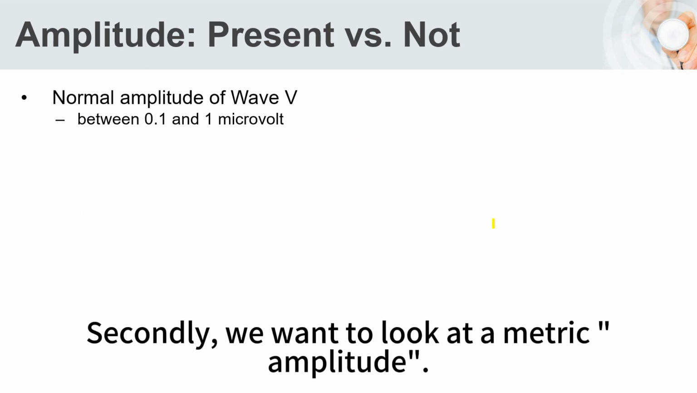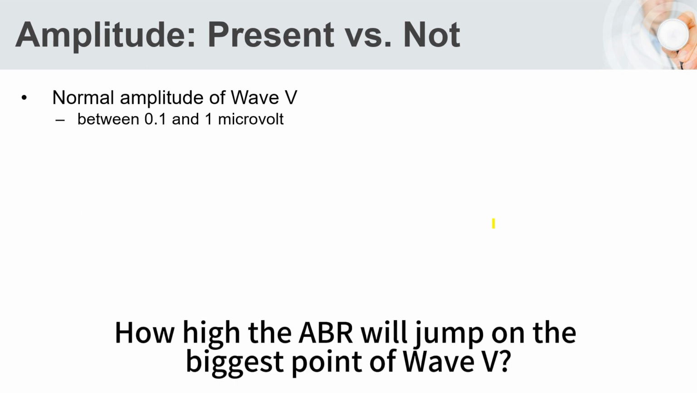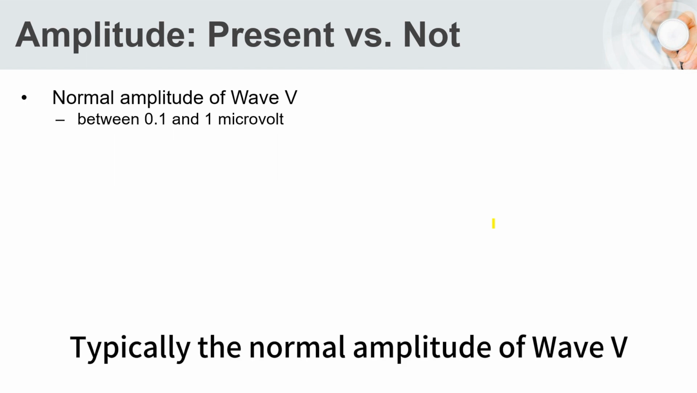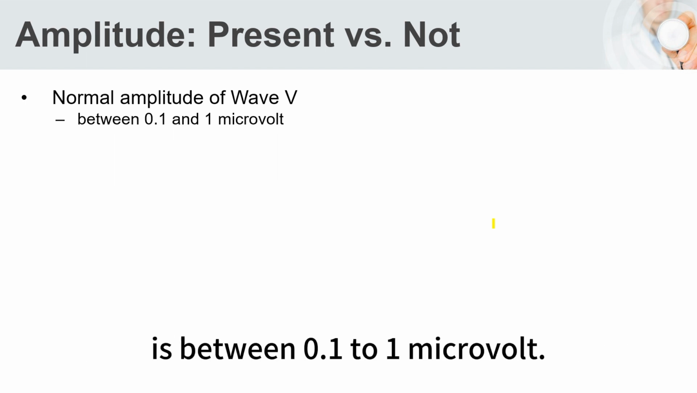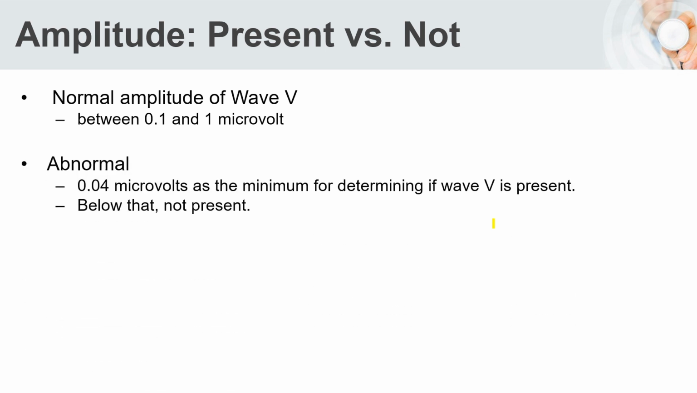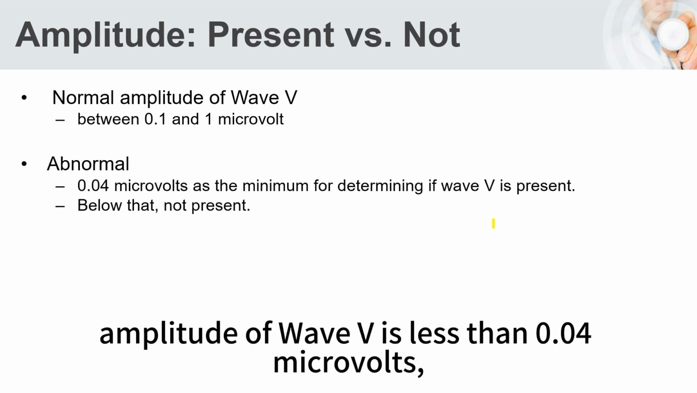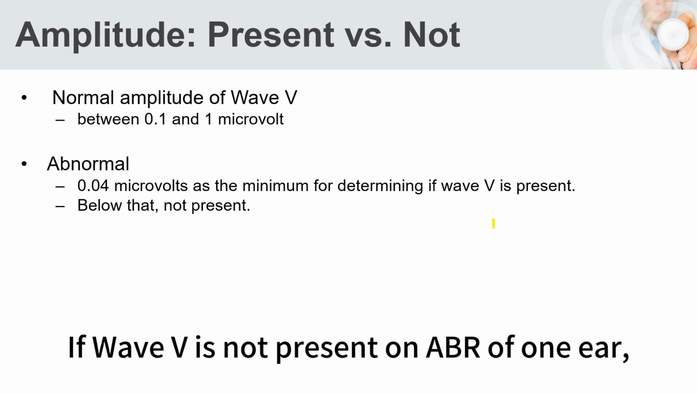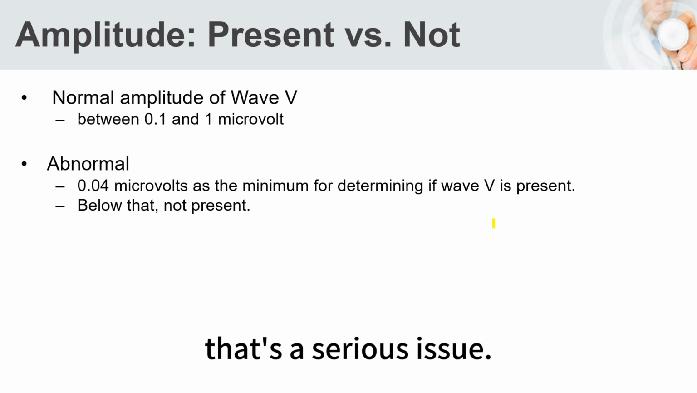Secondly, we want to look at a metric called amplitude, how high the ABR will jump, on the particular point of wave 5. What is normal, what is not? Typically, the normal amplitude of wave 5 is between 0.1 to 1 microvolt. If the amplitude of wave 5 is less than 0.04 microvolts, then it's not present. If wave 5 is not present in the ABR of a baby, that's a serious issue.